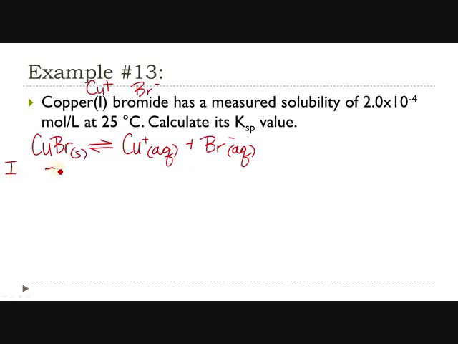Like this isn't even included because it's a solid, but we don't have any of our aqueous, which is actually important. Then remember the change, we always add x to the zeros, to the zero side, and you multiply x by the coefficient. Well, in this case, we don't have any coefficients, so it's just plus x, plus x. So then at equilibrium, the concentration of the copper and the concentration of the bromide ions is both going to be x.